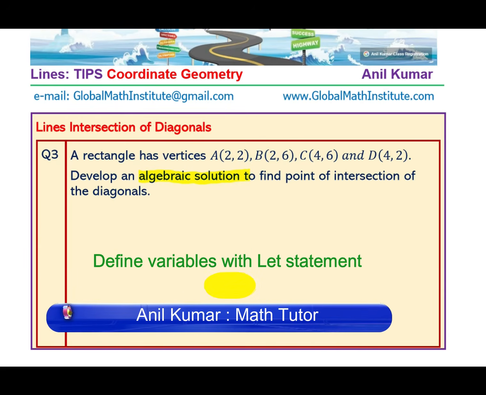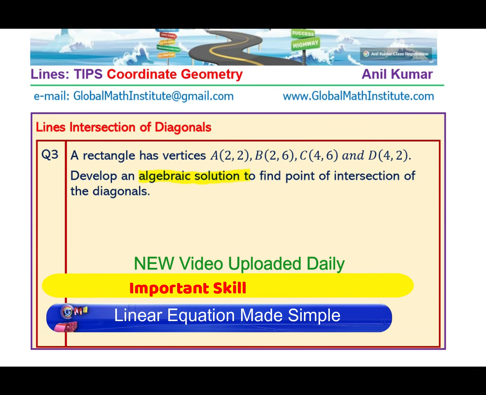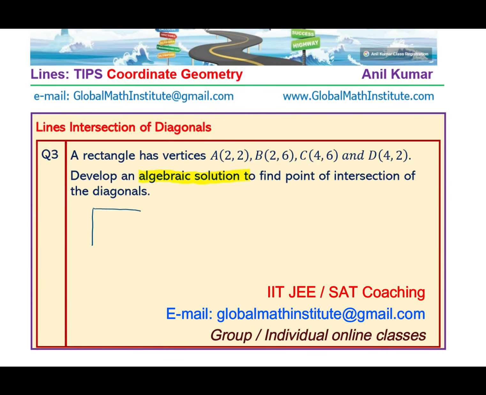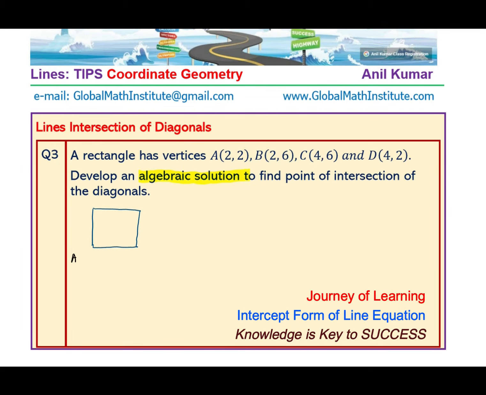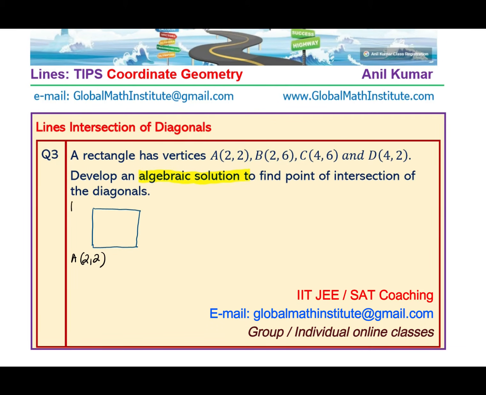Let us now sketch the diagram, understand the situation, and then solve. So we are given a rectangle. So let's say this is the rectangle for us. The diagram is not to the scale. We are given points A, B, C, D. So A is (2, 2), B is (2, 6), C is (4, 6), and D is (4, 2).